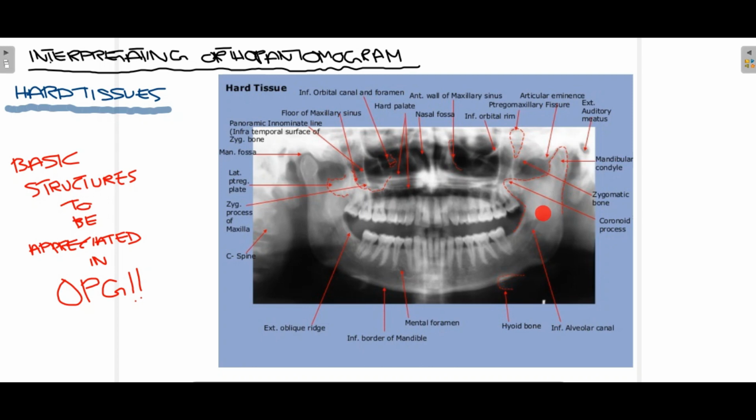Then you can see this entire canal that is running in the mandible. This is your inferior alveolar canal, and in this inferior alveolar canal there is the inferior alveolar nerve which supplies all of your mandibular teeth. Next we have the coronoid process. You can see it visible over here.